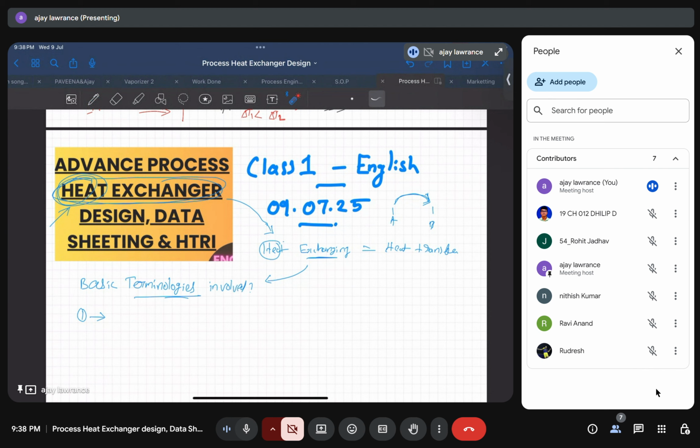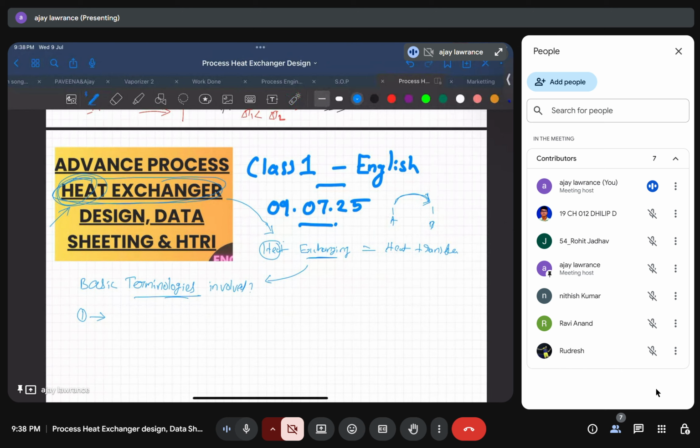So think and answer, so that we'll see whether your thoughts are right or wrong, whether it's partially right or whether it needs improvisation. First of all, you think and answer. For the heat to transfer from one point to another point, what are all the terminologies, or what are all the things you should consider? That is my question. What are the basic things?